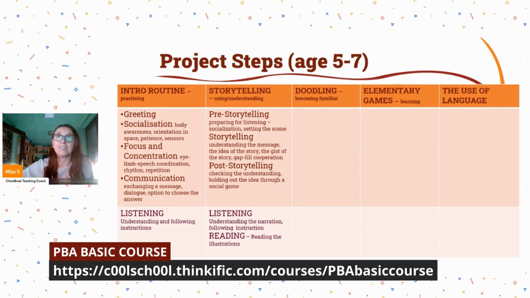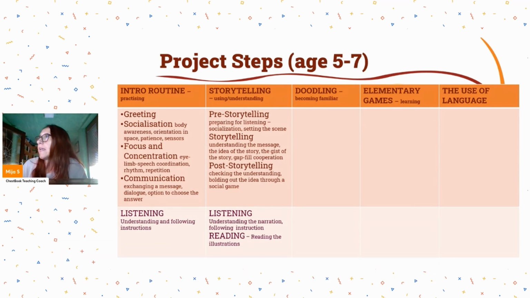So illustrations are very important, and also in the basic course it is explained how to choose the picture book in order to facilitate this picture reading. So the introductory routine and the storytelling are the first two parts that we do the same as we introduce to children. But now comes the point where we first need to get clear in our minds what our aims are.